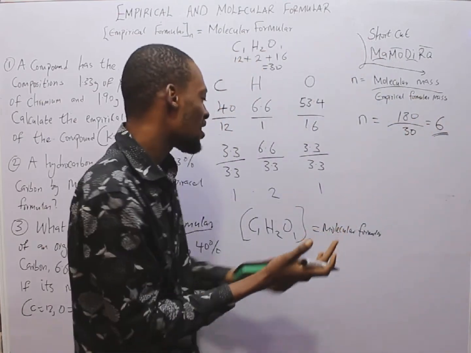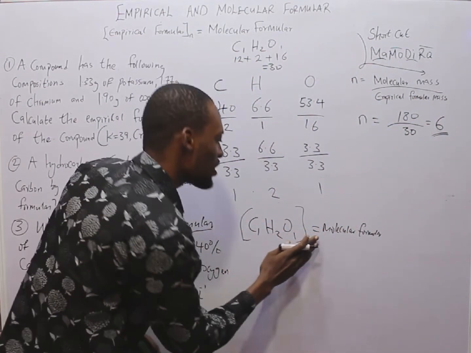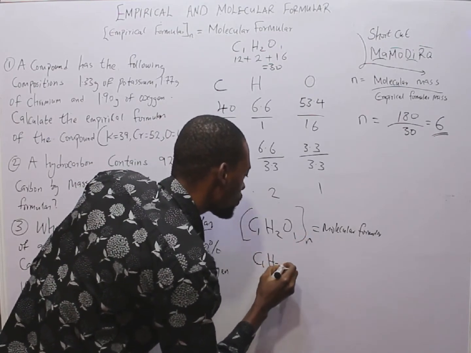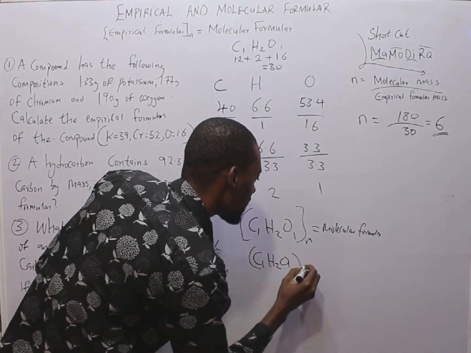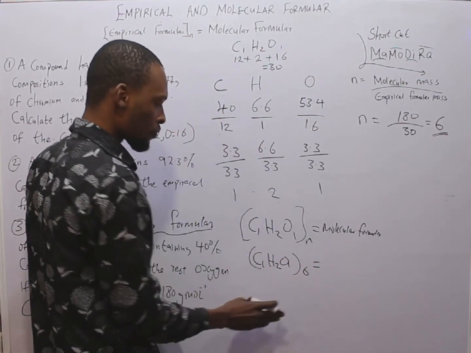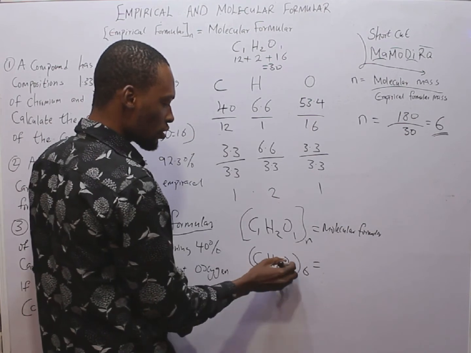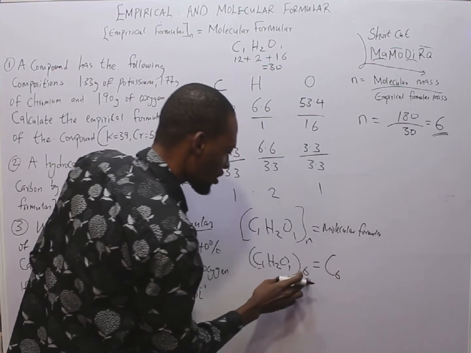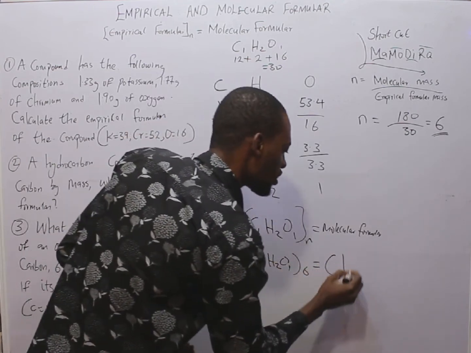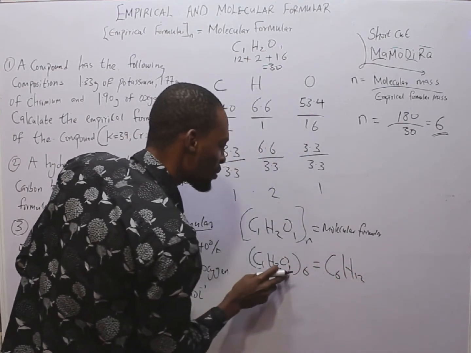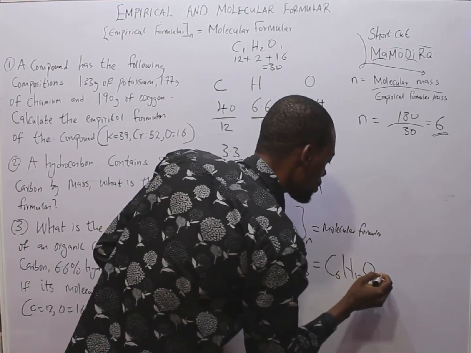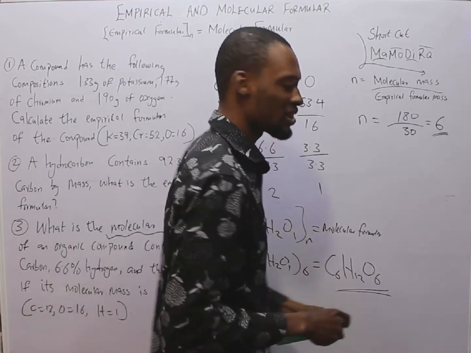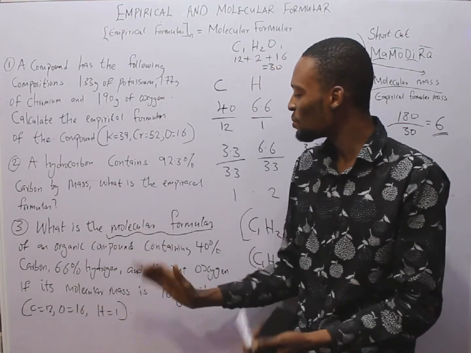If n is 6, then food is ready. It simply means we multiply C1H2O1 by 6. 6 times 1 is 6. So C6. 6 times 2 is 12. H12. 6 times 1 is 6. O6. This is the molecular formula of the compound with the following information.